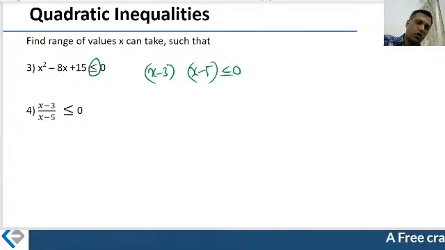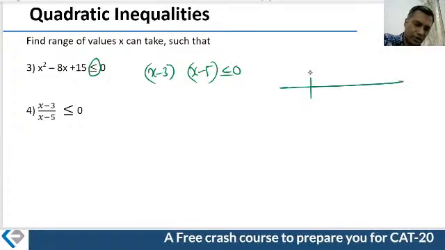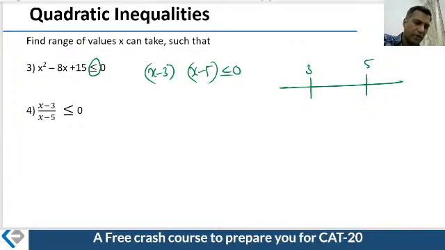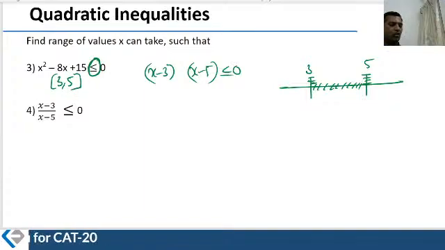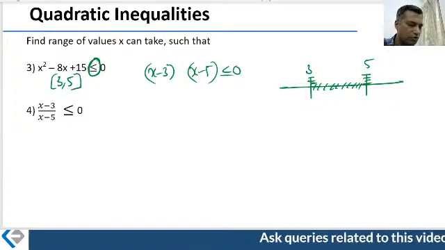So from here you would say all the values. There is a number line here, a point 3, a point 5, and this time it is less than or equal to. Can it take the value 3? Yes, it can take the value 3. Therefore this can take all the values from 3 to 5. That is the answer to the third question.